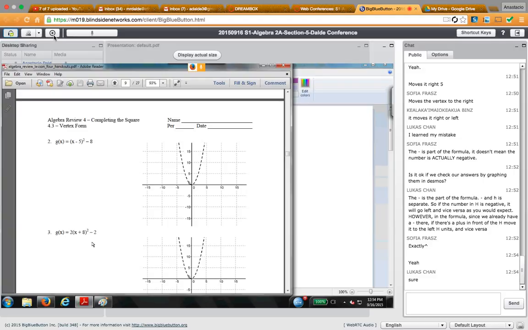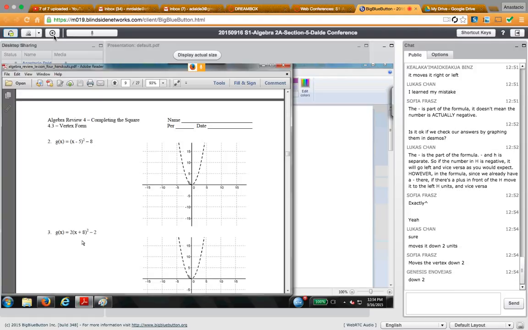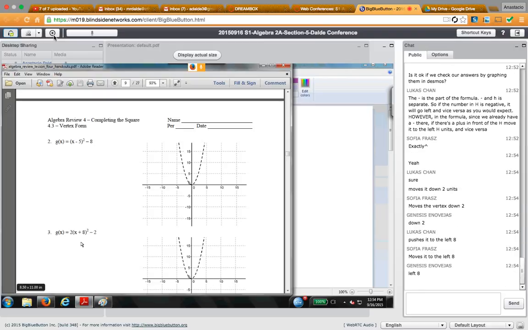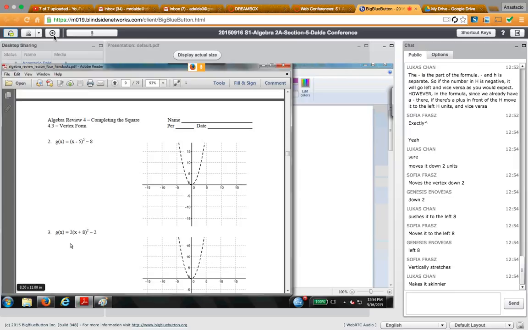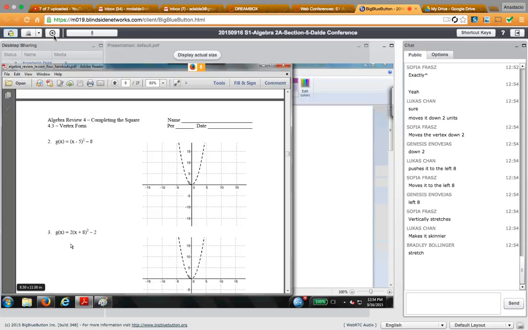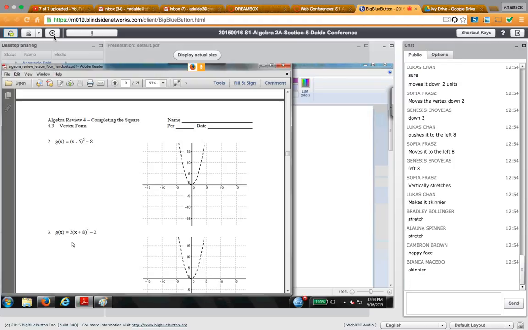So we can talk about all of this stuff, like this negative 2 over here. What does that do? Moves it down 2. Good. What about the 8? What does that do? I want everyone to answer. I'm waiting for everybody. Moves it to the left 8. Very good. And what does this 2 over here do? Vertically stretches it. It makes it skinnier. Exactly. It vertically stretches it. It still keeps it a happy face one, though. It's just a skinnier happy face.